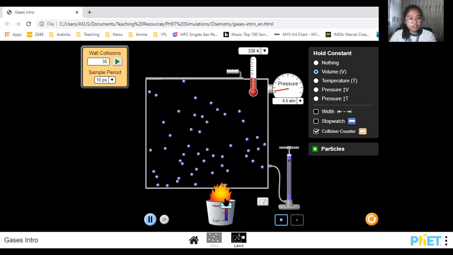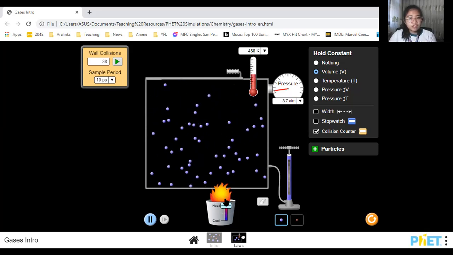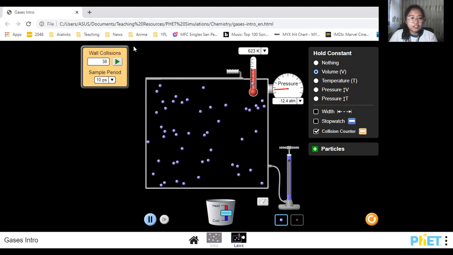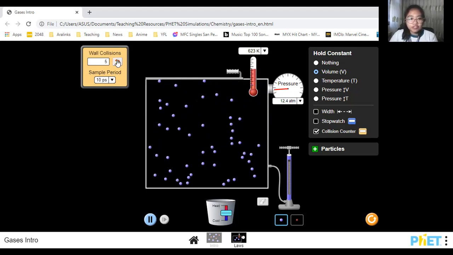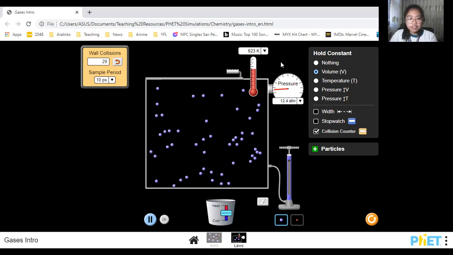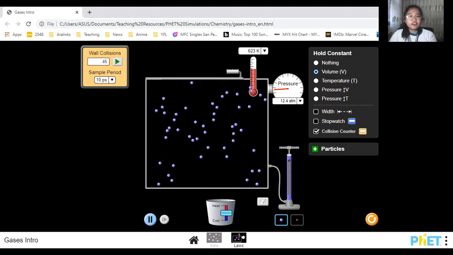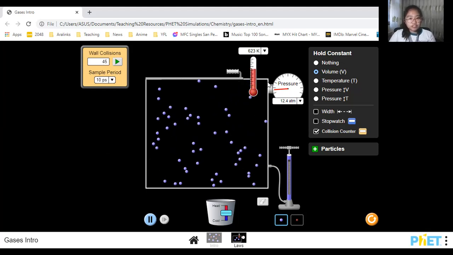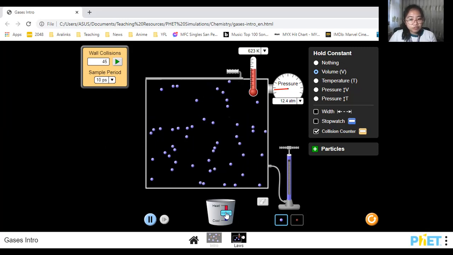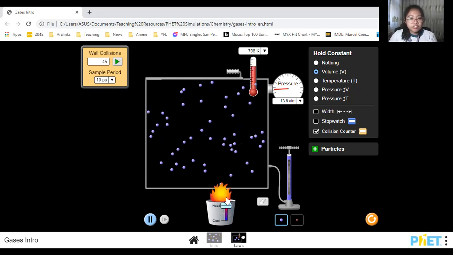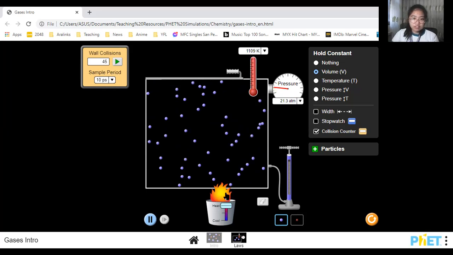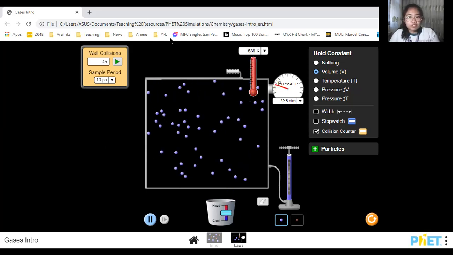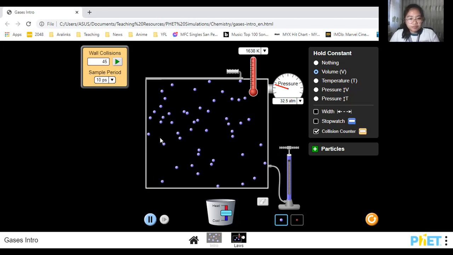Taasan natin ng konti. Yan, 623. So let's look at the number of collisions. And again, the volume is constant. Hindi natin nilalakihan or nililiitan yung container. So we have 45 collisions. And as you can see, as we increase the temperature, the pressure also increases. Okay? Yan lang yung ating tatlong basic laws.